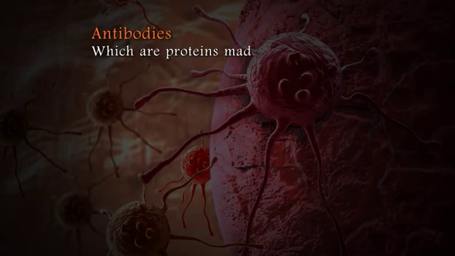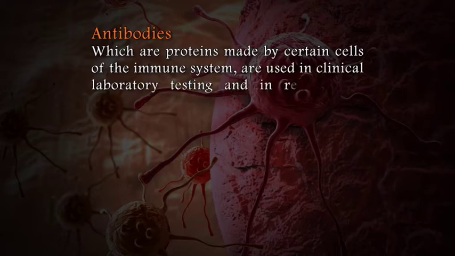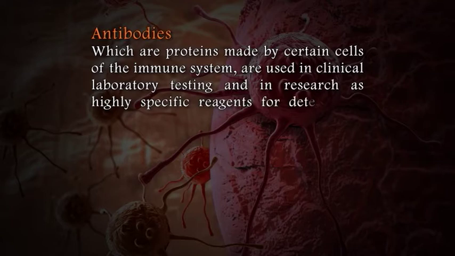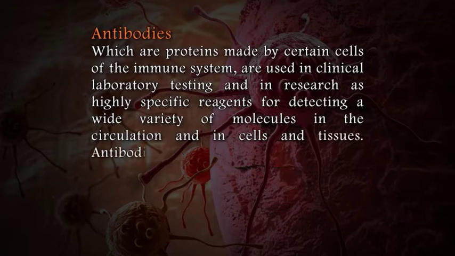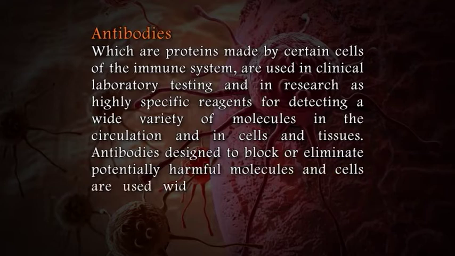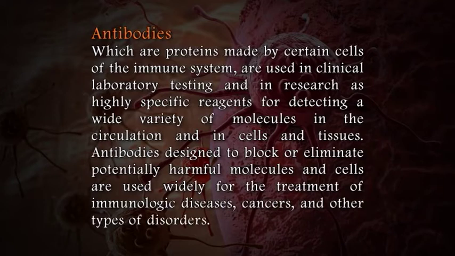The immune response is the major barrier to the success of organ transplantation, which is often used to treat organ failure. The products of immune cells can also be of great practical use. For example, antibodies, which are proteins made by certain cells of the immune system, are used in clinical laboratory testing and in research as highly specific reagents for detecting a wide variety of molecules in the circulation and in cells and tissues. Antibodies designed to block or eliminate potentially harmful molecules and cells are used widely for the treatment of immunologic diseases, cancers, and other types of disorders.